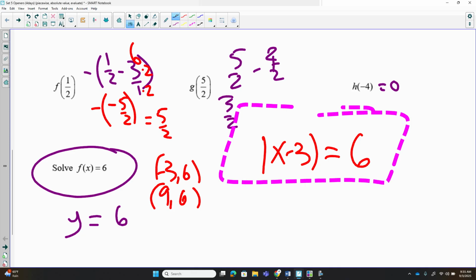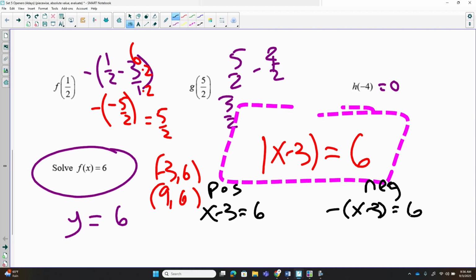As you can tell, we end up having a positive one that has a positive slope, and we end up with one that has like a negative sign. Okay? So if you think about it, you just do x minus 3 is equal to 6, and then negative x minus 3 is equal to 6. And you solve. If I add 3 over here, I get x is equal to 9. That's where that 9 came from.